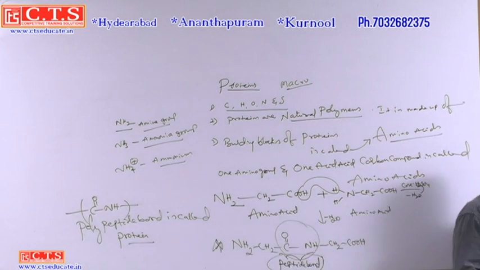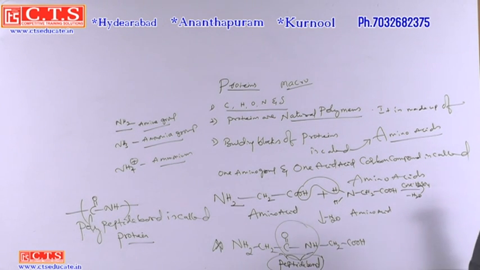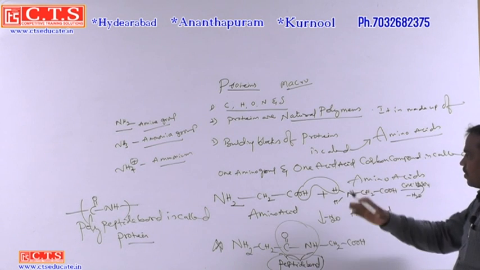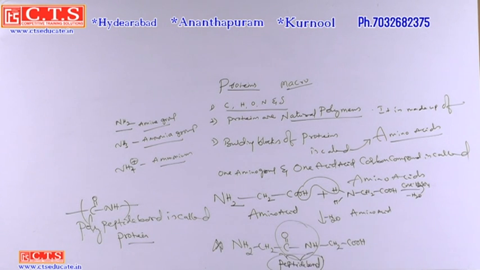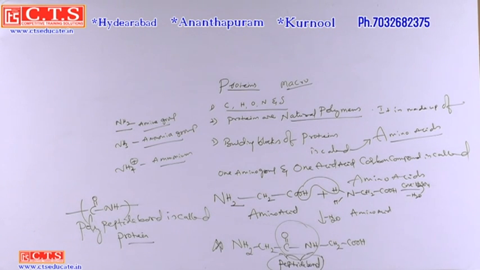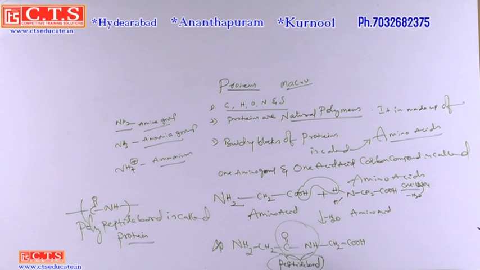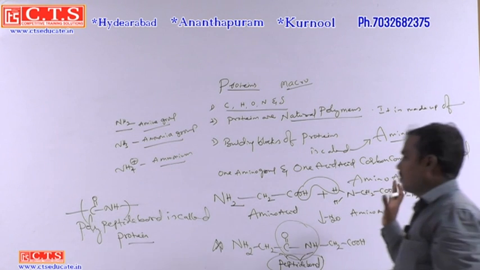Proteins are natural polymers, made up of amino acids. Body builders are called proteins. Building blocks of proteins are called amino acids. One amino group and one acid group, carbon compounds are called amino acids. Amino acids form peptide bonds, and a polypeptide is called a protein. Yes or no? Polypeptide is called protein.